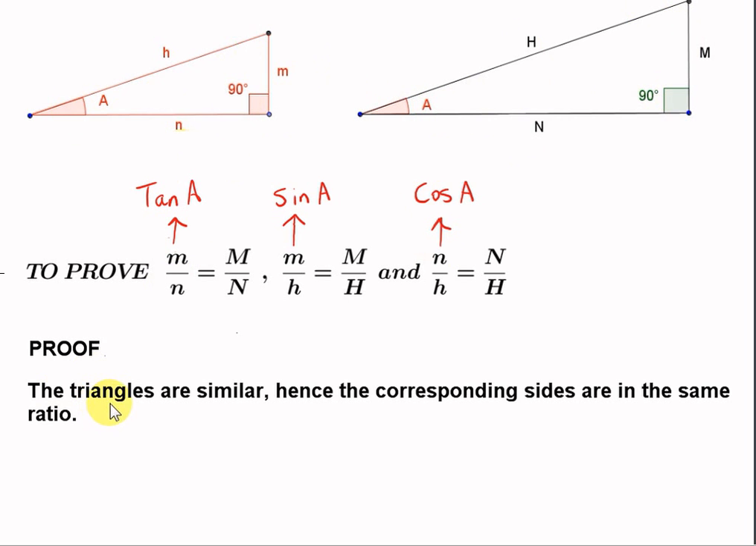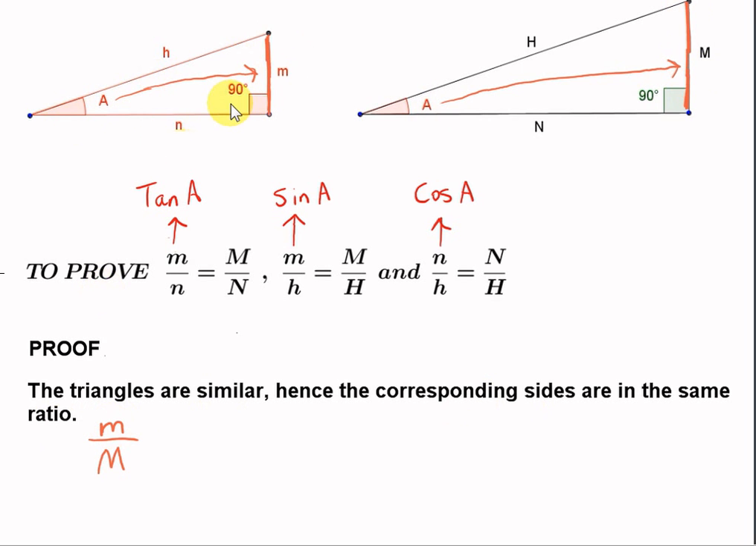Now, we proved in an earlier video that if two triangles are similar, the corresponding sides are in the same ratio. So, let's get a pair of corresponding sides. Let's get the sides opposite angle A. Well, in the small triangle, that's small m. In the big triangle, it's big M. So these two sides are corresponding sides. So let's take the ratio of these two sides. We could put little m over big M or big M over little m, it doesn't matter. I'll put little m on top.